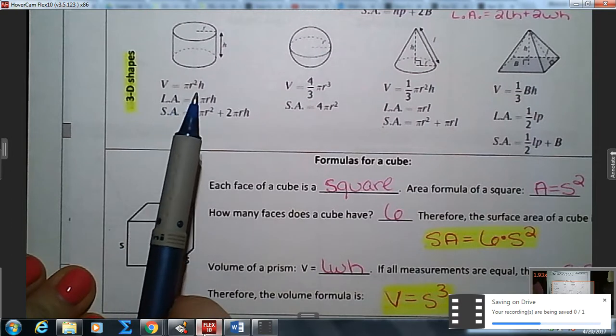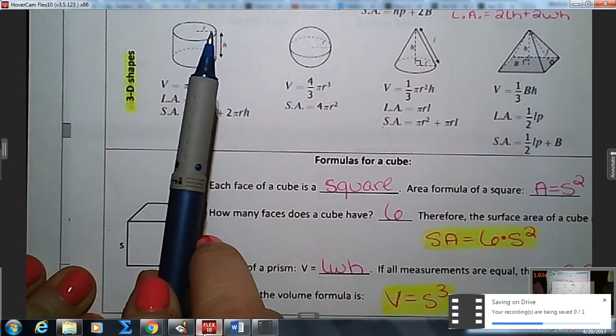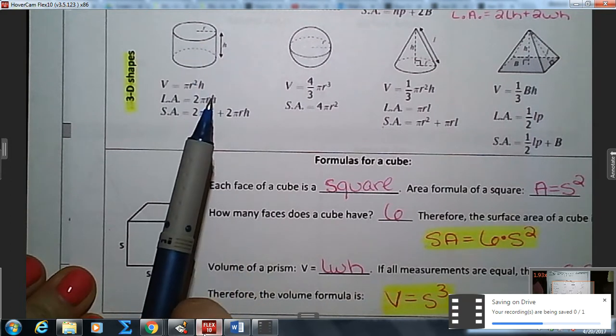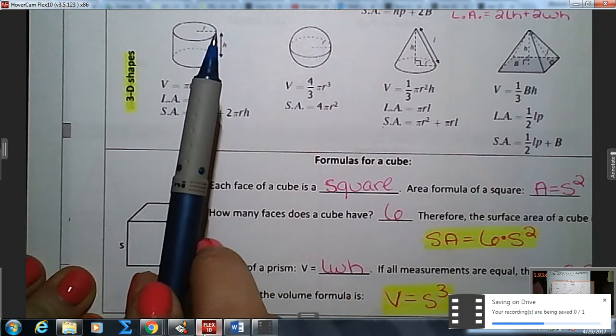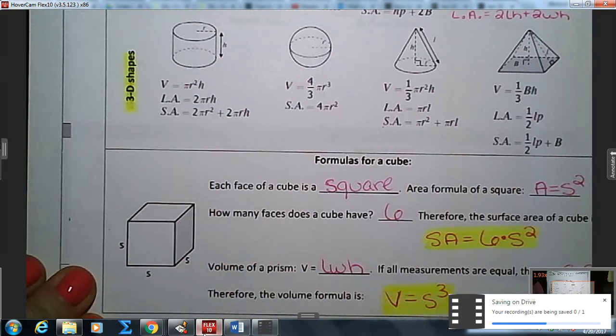The formulas have pi in them, r, which stands for the radius of the cylinder, and h, which stands for the height of the cylinder, which is the distance between the two bases. Let's work through this formula.